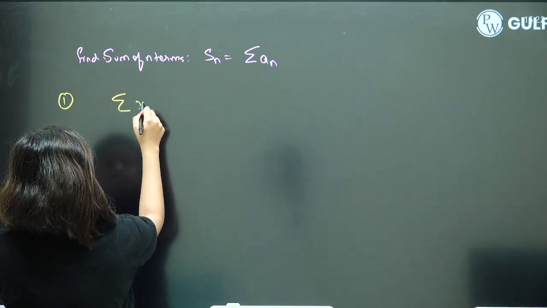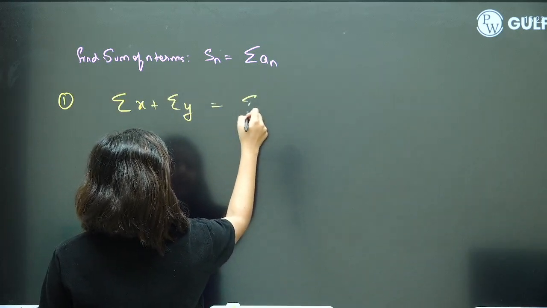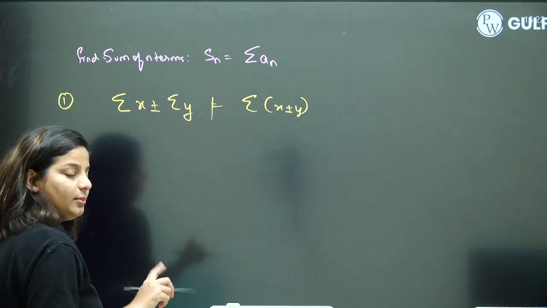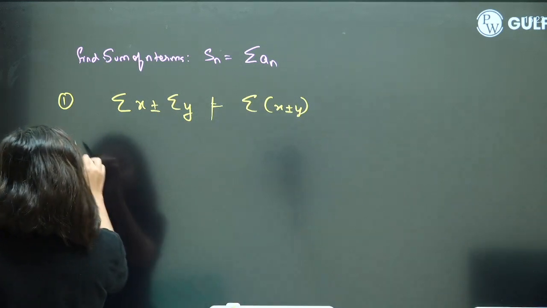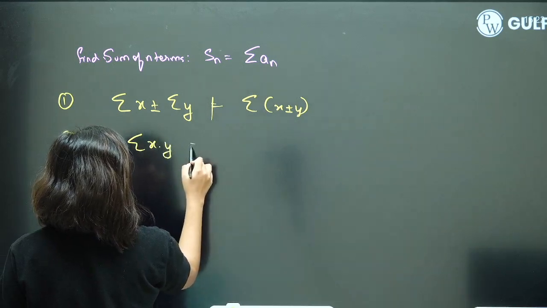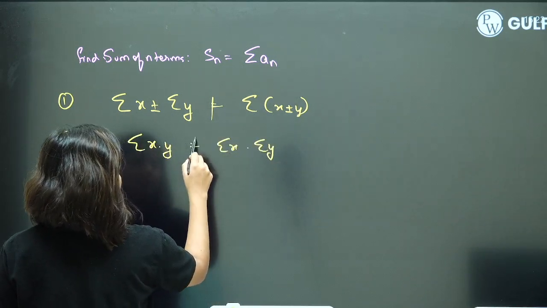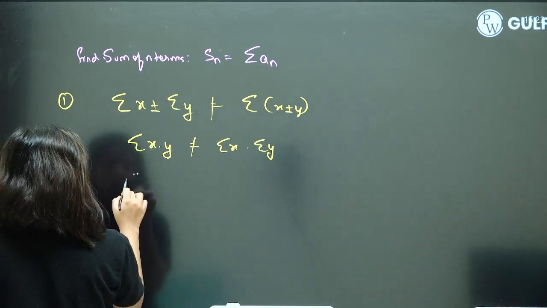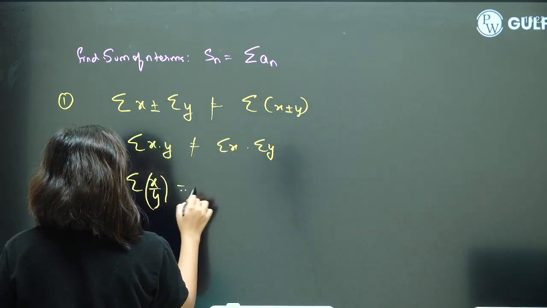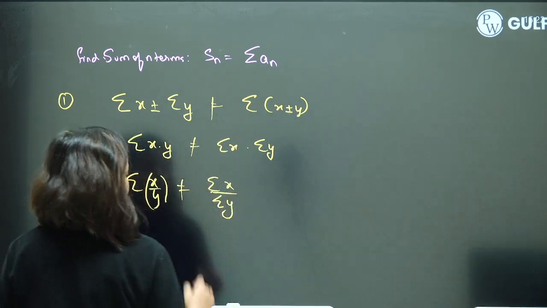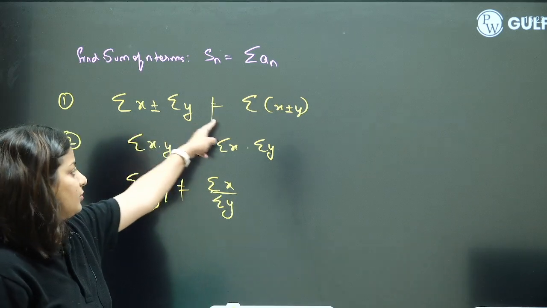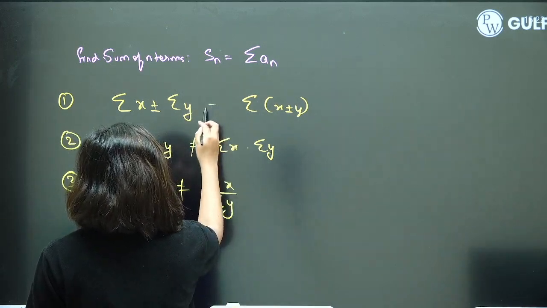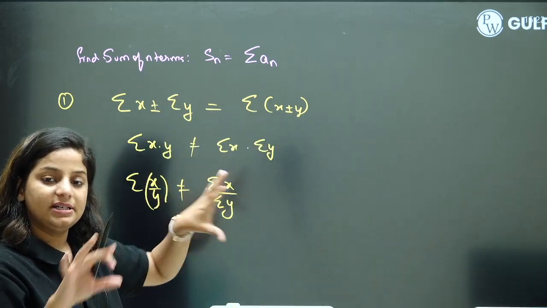Example, there is summation of x plus summation of y. Can we write it as summation of x plus y? If there is minus, can we write? What about multiplication? Can I write summation of x into y? Can I write summation of x upon y? Think about this. Well, this is allowed. You can do addition and subtraction under one summation.